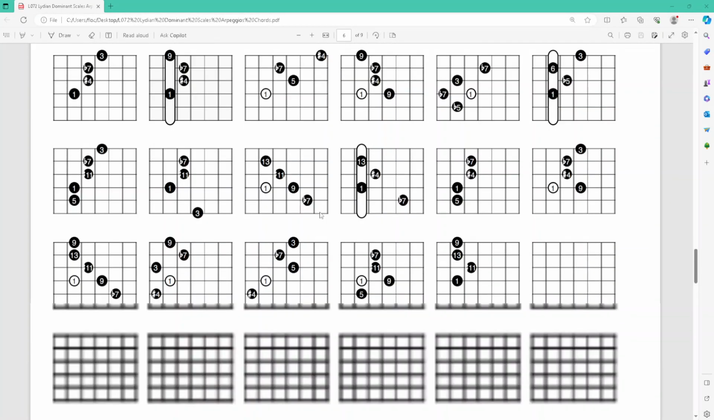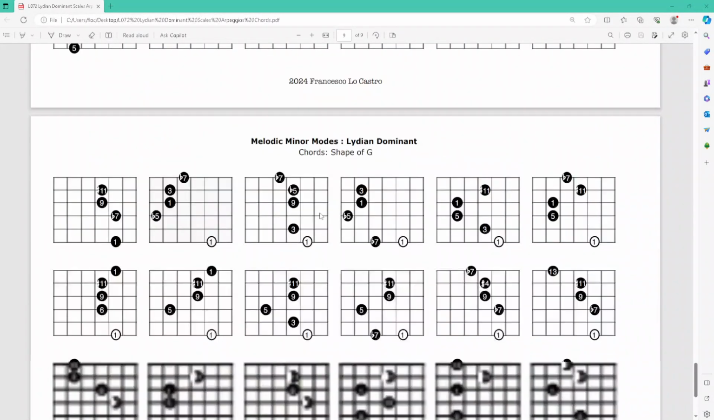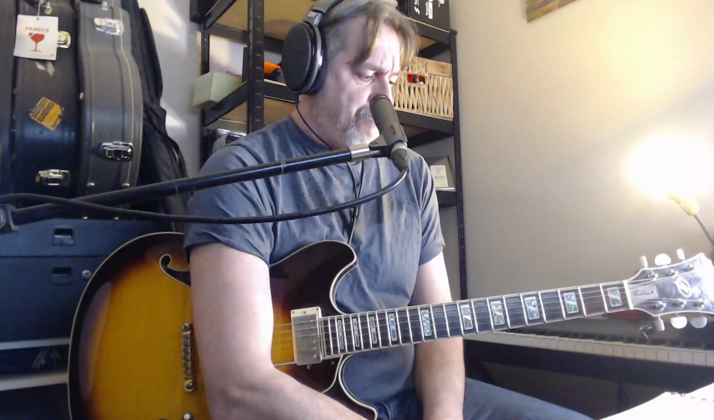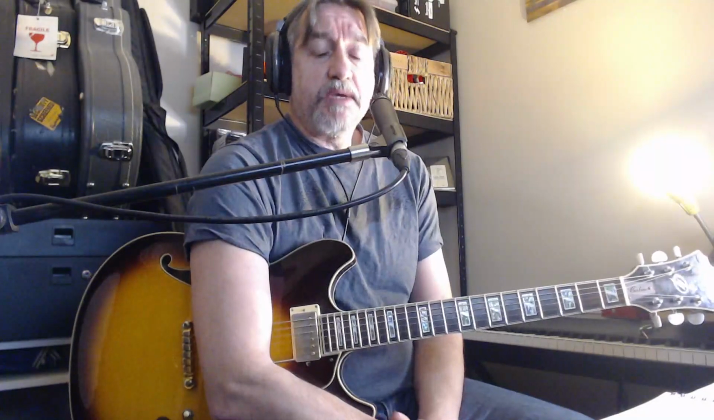And so you have the shape of D, the shape of C, etc. And again, you can try and develop your chord voicings if you want, for as long as you understand what defines the sound of this particular mode. And you know, that's pretty much it. I mean, it's a lot of stuff. One last consideration.